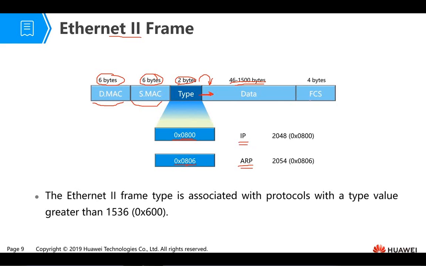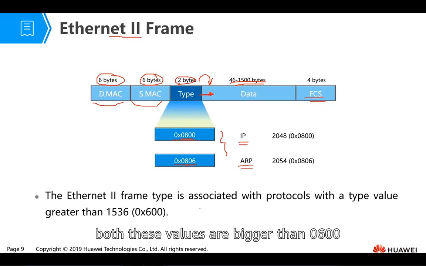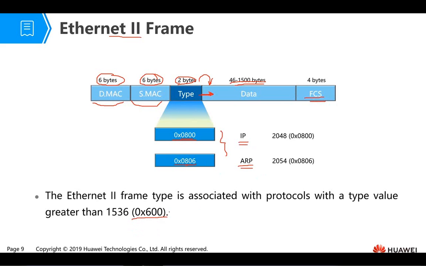Okay, and then there's FCS. We can see both these values are bigger than 0600, a bigger value than 1500. This is the Ether2 frame.